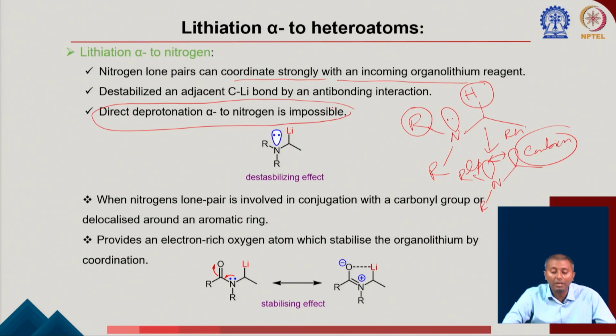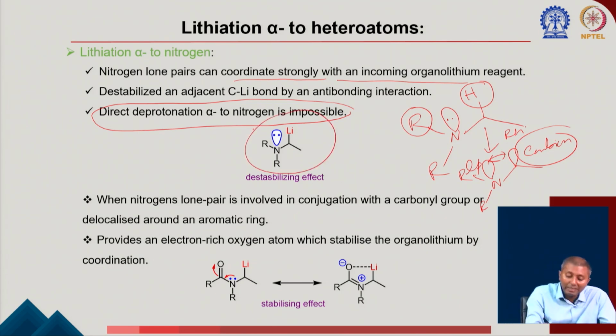Of course, there will be an antibonding interaction of the carbon lithium bond to generate the corresponding lithium species. So you will see here we are talking about a stabilizing effect: if you have an electron withdrawing group attached here, the nitrogen lone pair will be pulled towards the carbonyl group. So now it is going to form this corresponding lithium species.